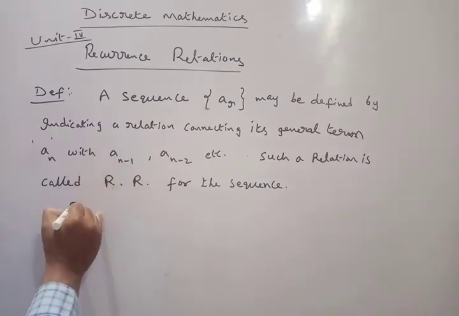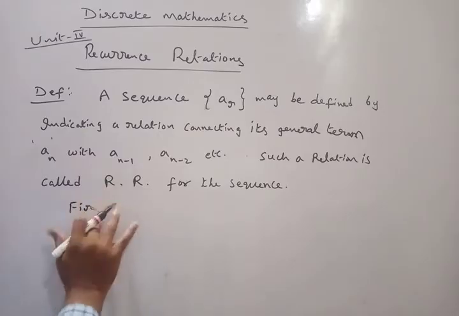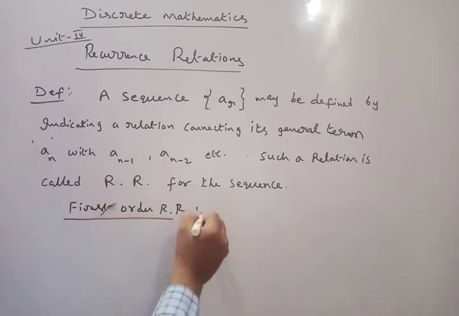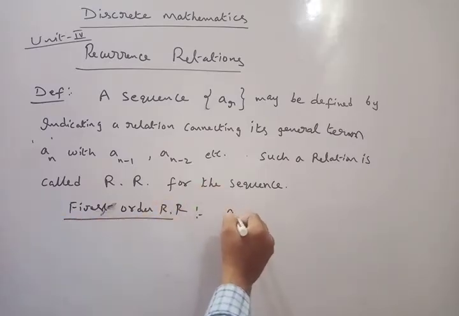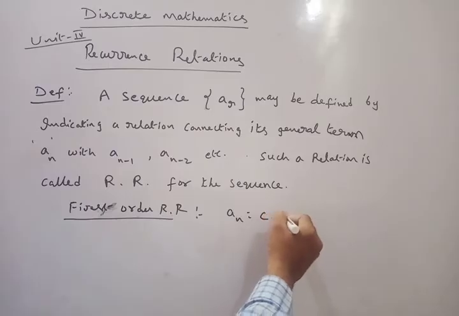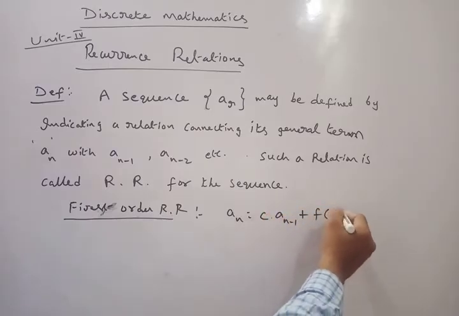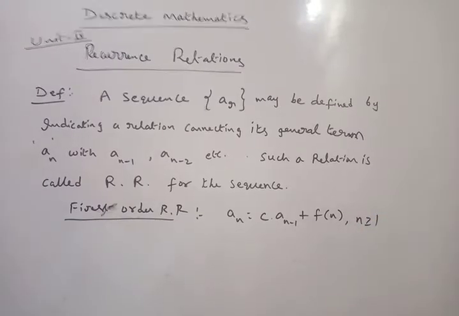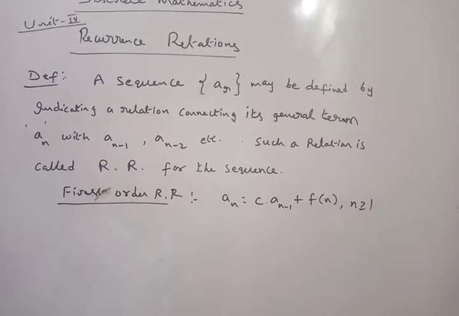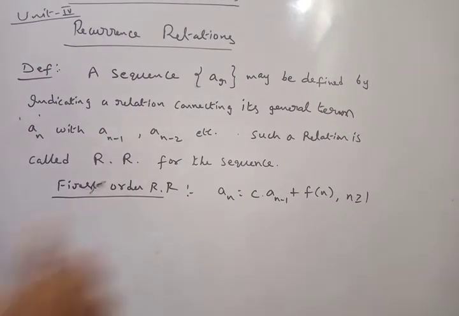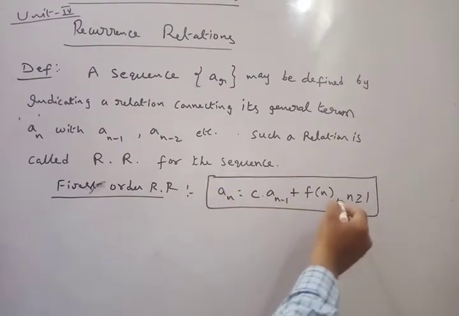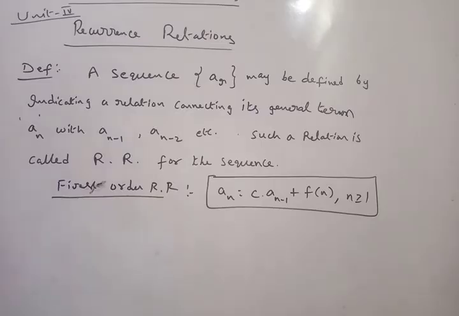How does the first order recurrence relation look? The form of the first order recurrence relation is a_n = c a_(n-1) + f(n), where n is greater than or equal to 1. This is the first order recurrence relation. This one will come for 2 marks.